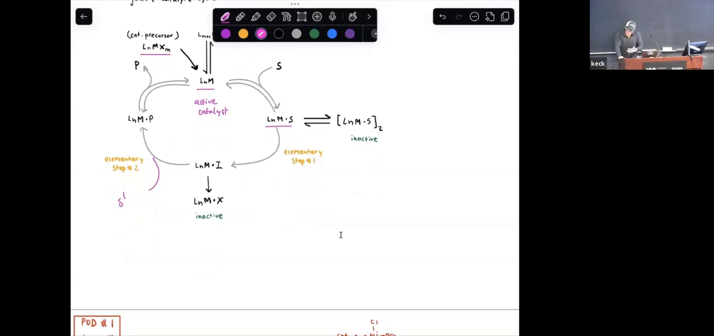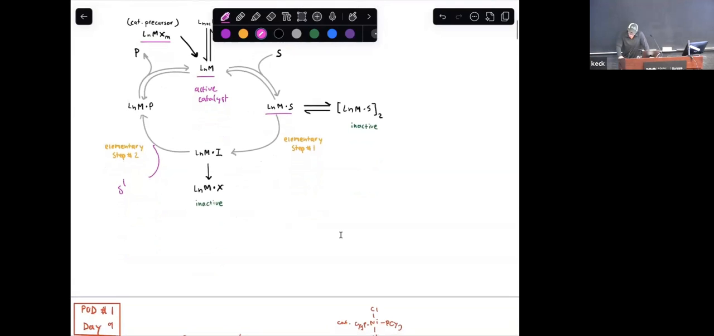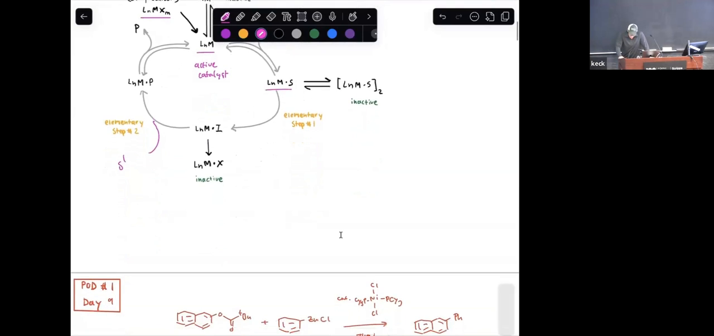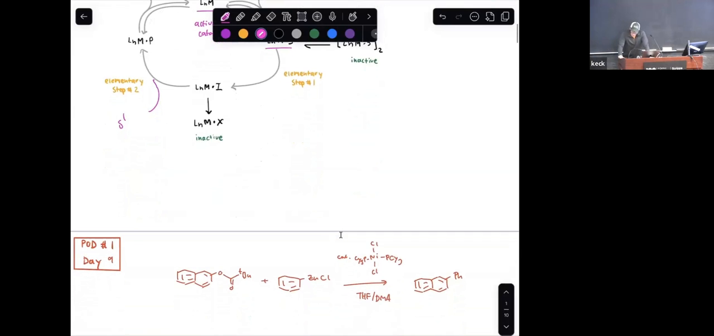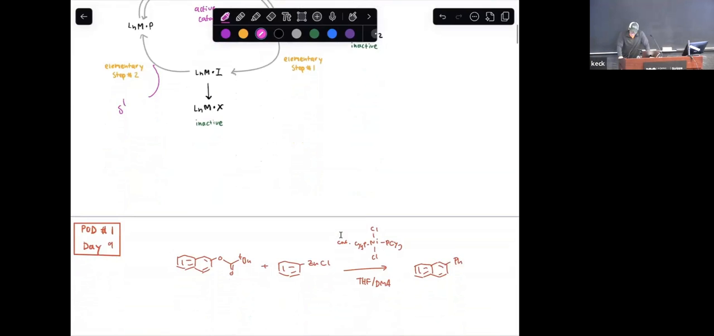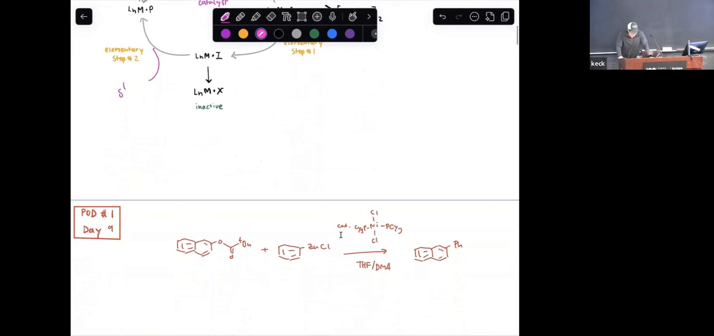And some people actually don't even like drawing the off-cycle processes that are certainly going on because it makes their nice catalytic cycle look less aesthetically appealing. So don't do that. Okay, let's consider problem of the day number 1 from the day 9 worksheet.